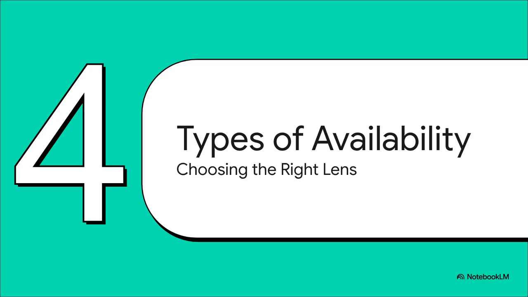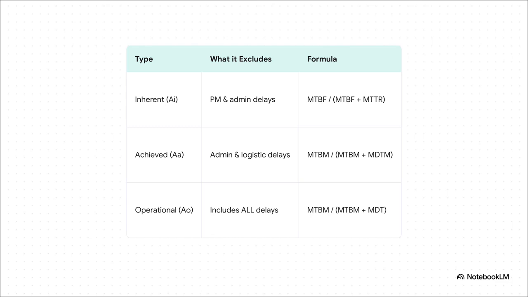Okay, so while that SMRP formula is fantastic for what's happening on the plant floor, in the more academic and engineering worlds, there are actually a few different flavors of availability. You can think of them as different lenses you can pop on for a more specific kind of analysis, depending on what you're trying to figure out. This table shows how each one filters out different kinds of delays. Now, to make sense of the formulas, you just need a couple of terms. MTBF is mean time between failures, and MTTR is mean time to repair.